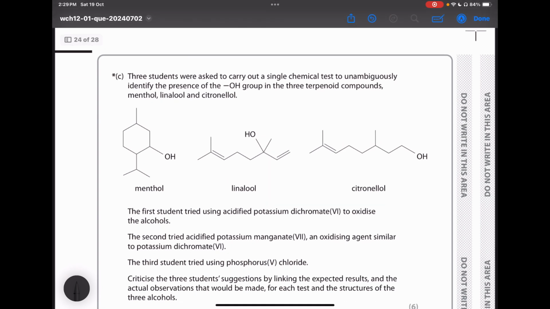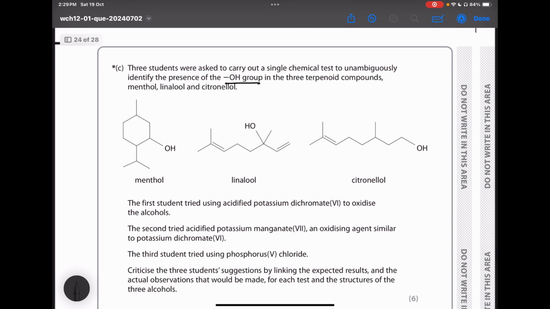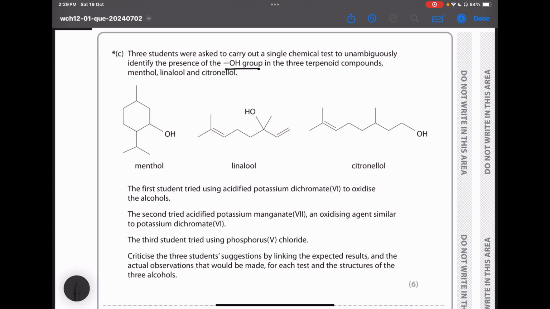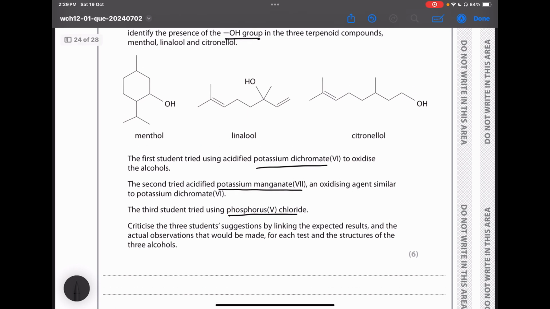These students were asked to carry out a single chemical test to unambiguously identify the presence of OH group in three terpenoid compounds, menthol, linalool, and citronellol. Okay. The first student uses potassium dichromate, the second student uses potassium permanganate, and the third student uses phosphorus pentachloride. Criticize the students' three suggestions by linking the expected results, and so on and so forth, right?